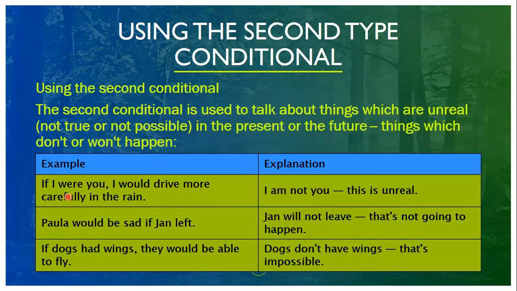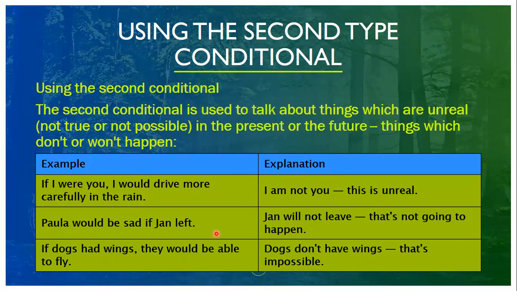Let's look at some examples. We have this sentence, if I were you, I would drive more carefully in the rain. What is the hypothetical situation over here? Well, that I am not you. Obviously, this is unreal because I cannot be you. You are you, I am who I am, and we cannot change that. We cannot change bodies.